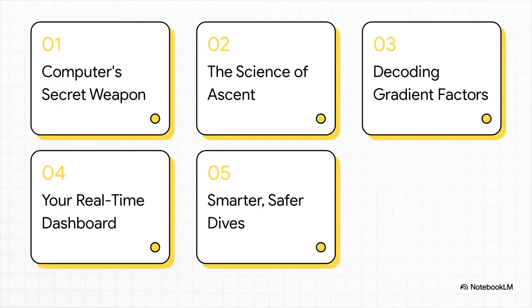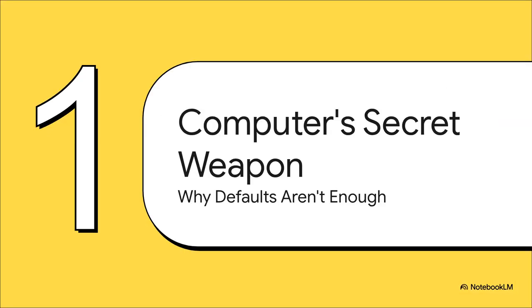Okay, so here's the plan. First, we'll look at your computer's secret weapon. Then we'll get into the science of your ascent. After that, we're decoding something called gradient factors, setting up your real-time dashboard, and finally putting it all together for way smarter, safer dives. All right, let's jump right in.